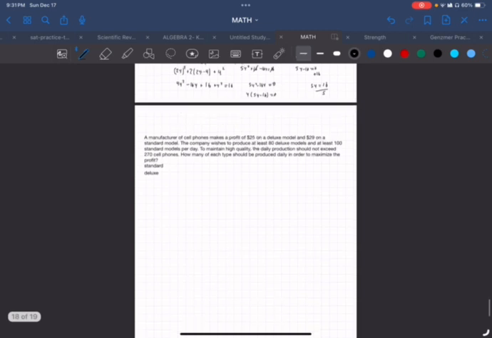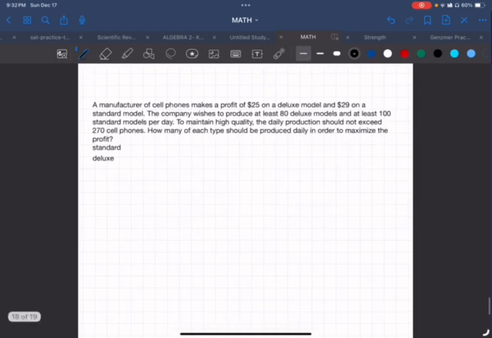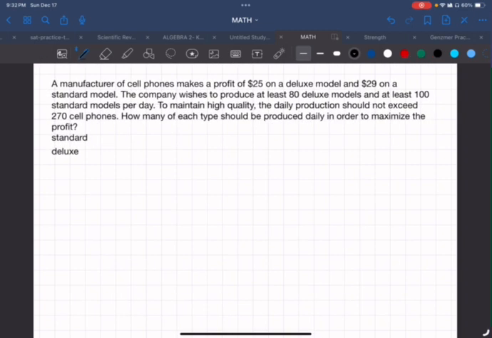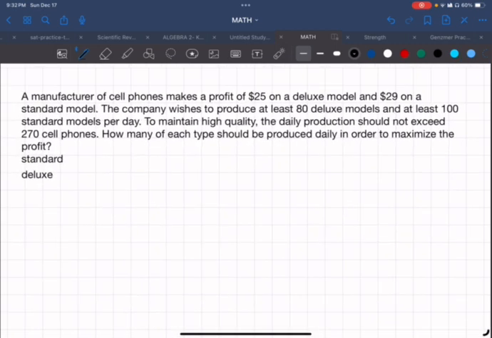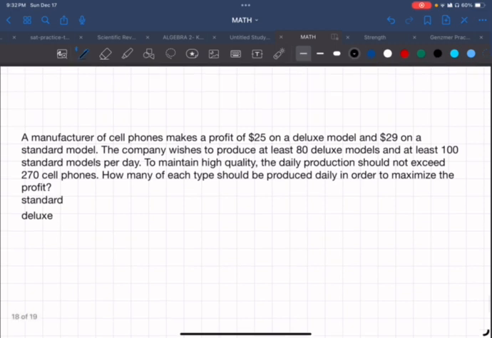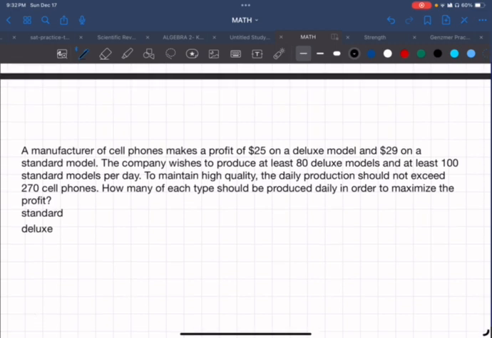Moving on. Next, this one is linear programming. This is a word problem: a manufacturer of cell phones makes a profit of $25 on a deluxe model and $29 on a standard model. That's the profit. The company wishes to produce at least 80 deluxe models and at least 100 standard models per day. To maintain high quality, the daily production should not exceed 270 cell phones. How many of each type should be produced daily?